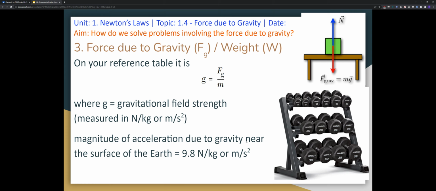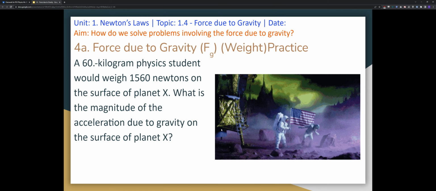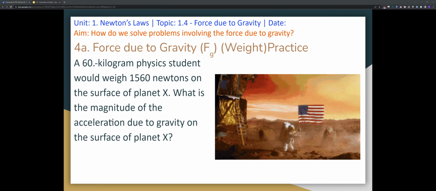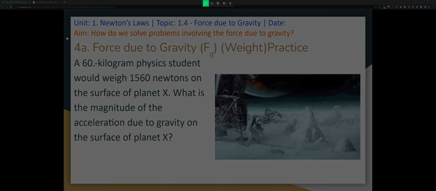My acceleration due to gravity near Earth's surface is 9.8 newtons per kilogram, or meters per second squared. That's how fast objects are being pulled near the surface of the Earth. And we use g to represent acceleration due to gravity, or the gravitational field strength. They both mean the same thing. So let's do our first practice problem.